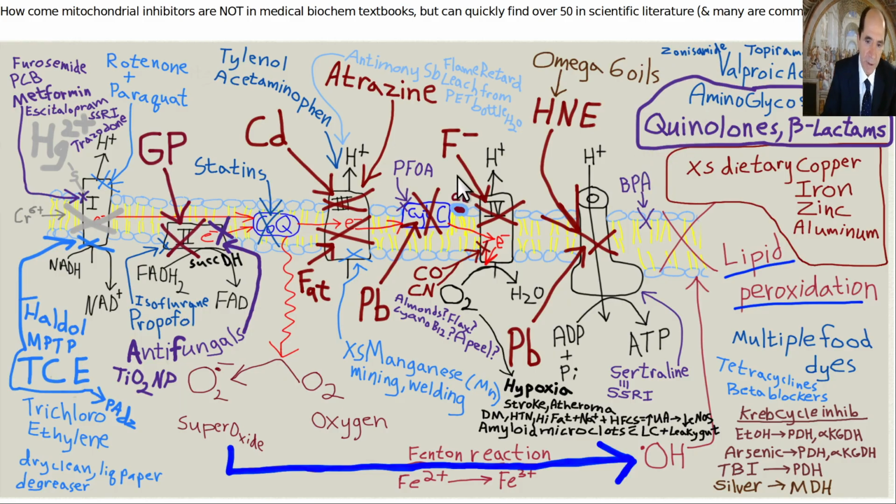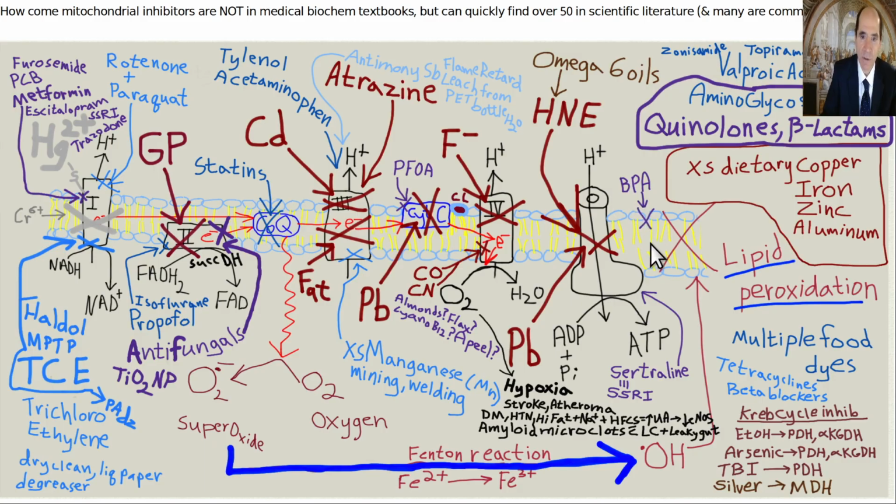Fluoride in municipal drinking water is a mitochondrial inhibitor. Toxic aldehydes like HNE from omega-6 cooking oils, mitochondrial inhibitor. Lead, mitochondrial inhibitor. Antidepressants like selective serotonin reuptake inhibitors, mitochondrial inhibitors. Common medications like statins for cholesterol, mitochondrial inhibitor. Common medications like metformin for treatment of diabetes, mitochondrial inhibitor. Tylenol, mitochondrial inhibitor.